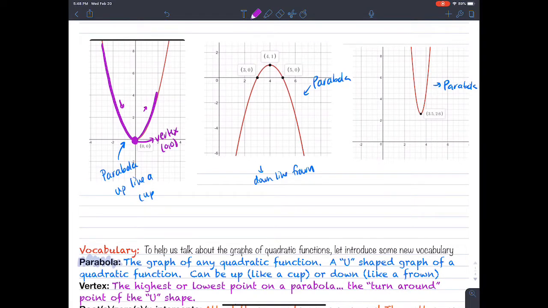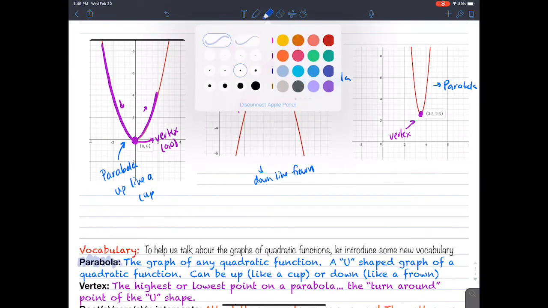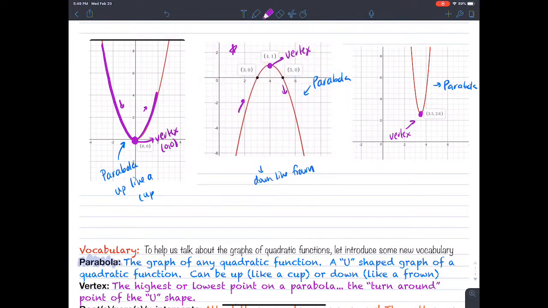So this point right here would be the vertex of that graph, and it happens to be labeled as the point 0, 0. On this graph over here, the highest point is right here at 4, 1. So this is the vertex. And on the third graph over here, since this is up, the lowest point on that graph is labeled as 3.5, 2.6. That point would be the vertex of this graph. So every parabola has a vertex, and it could be really anywhere. It just depends where that graph changes from going down to up, or in some cases from going up to down. So the first important thing that you need to identify, like I said, is the vertex, and we labeled that in purple.